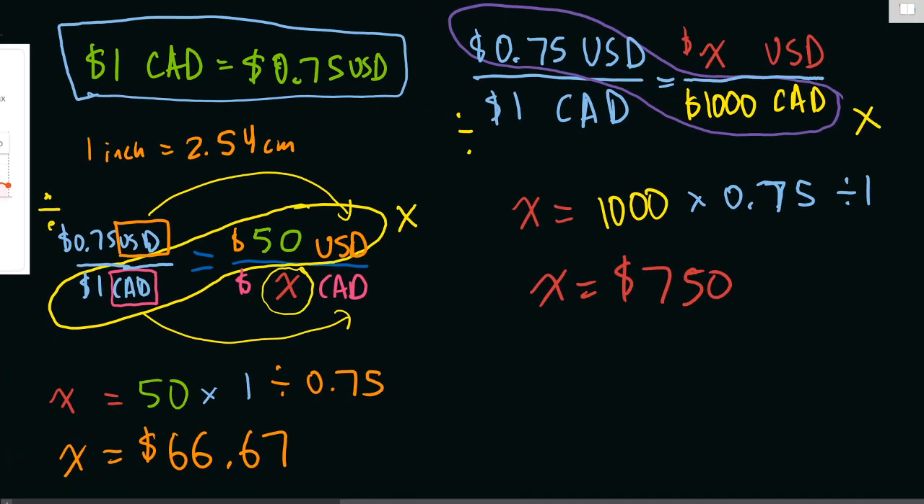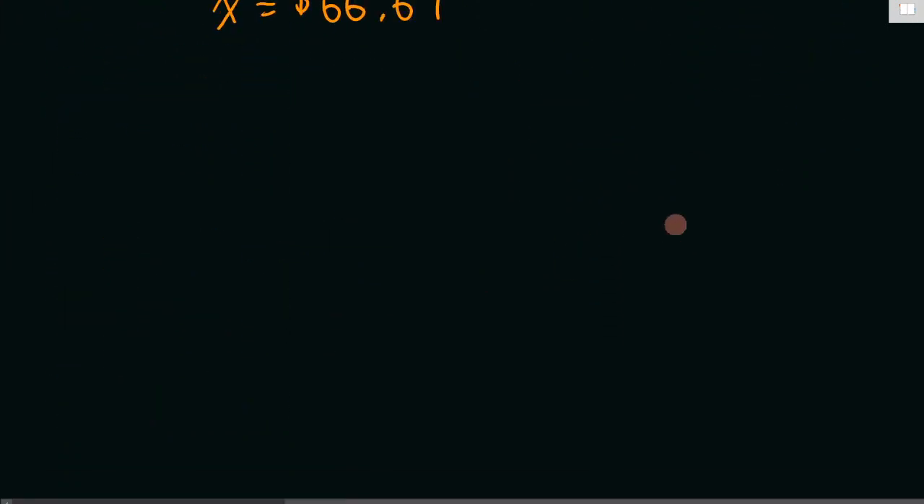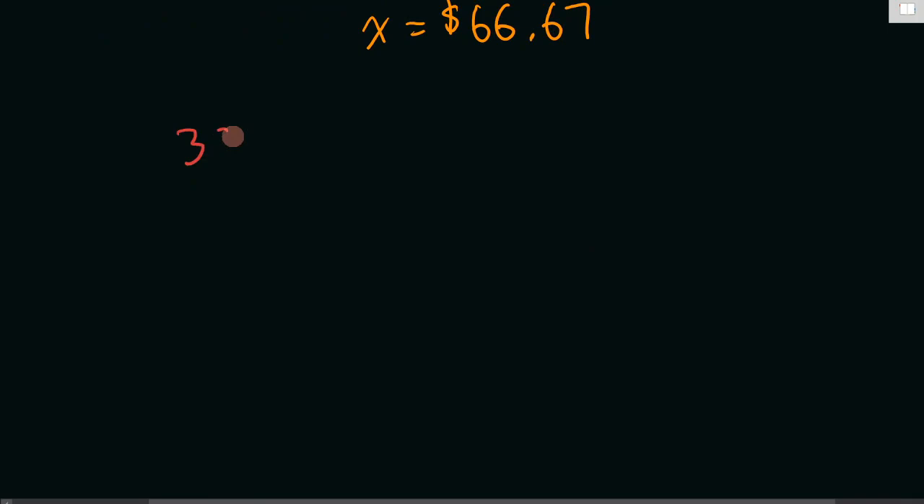Okay, and one more example. I want to show you guys that this skill works just as well for other types of conversion. So let's just do some centimeters to inches. So let's say we've got 35 centimeters, and I want to turn those into inches, and I know that 1 inch is 2.54 centimeters.